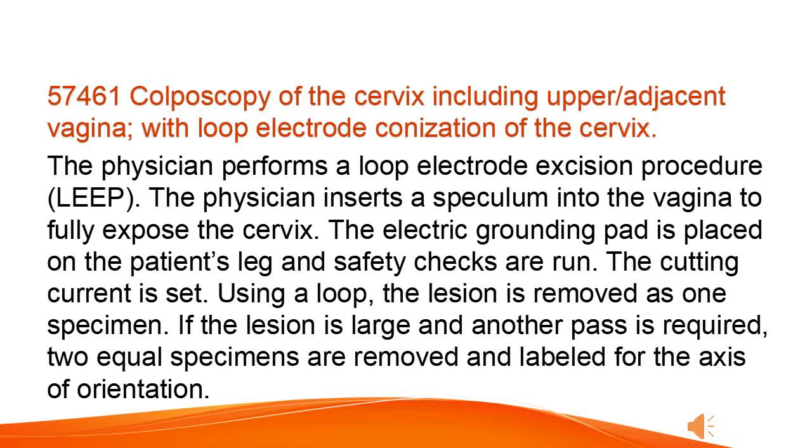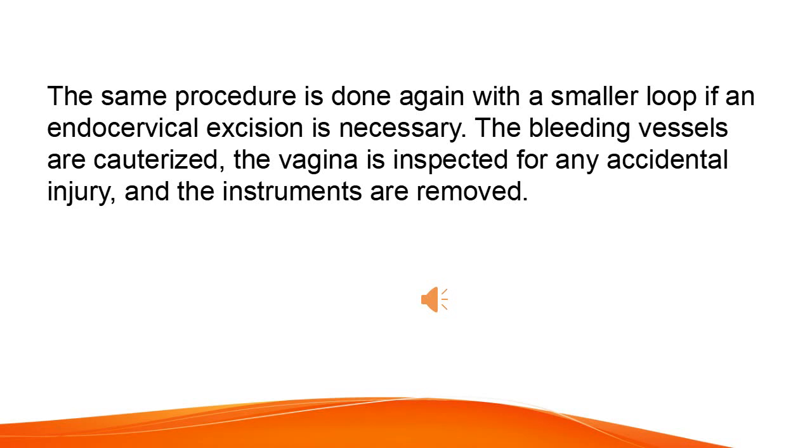If the lesion is large and another pass is required, 2 equal specimens are removed and labeled for the axis of orientation. The same procedure is done again with a smaller loop if an endocervical excision is necessary. The bleeding vessels are cauterized, the vagina is inspected for any accidental injury, and the instruments are removed.